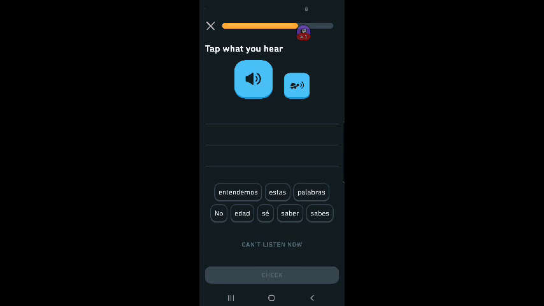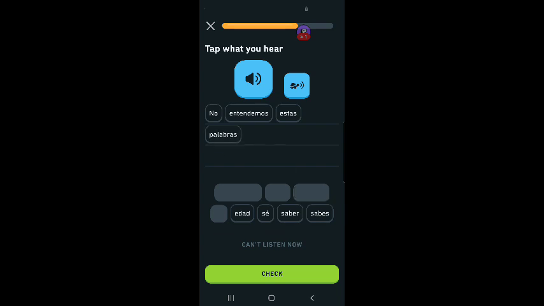No entendemos estas palabras. I have no idea what that means. Let's see. We don't understand these words. Yes, that's right. No entendemos estas palabras. That's a key phrase.